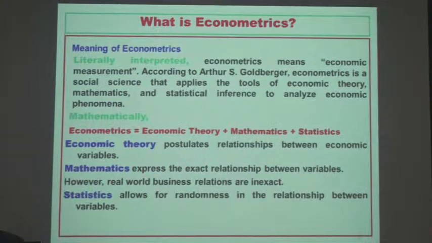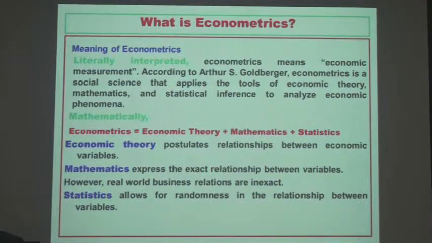This is an interdisciplinary approach. For econometrics, we use economic theory, we use mathematics, and we use statistics. Economic theory postulates relationships between economic variables. We need a relationship between economic variables, and for this we use economic theory. Economic theory tells us that there exists a relationship between this economic variable and that economic variable. Mathematics expresses the exact relationship between variables. We use mathematics for exactness.